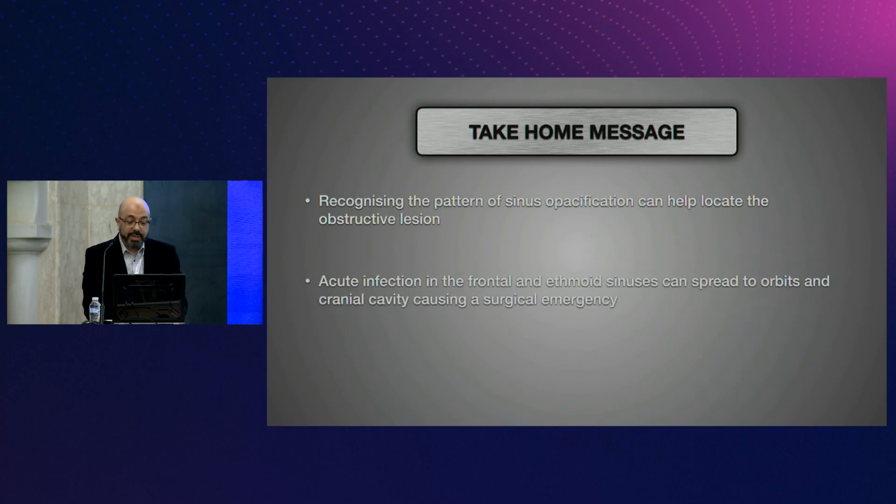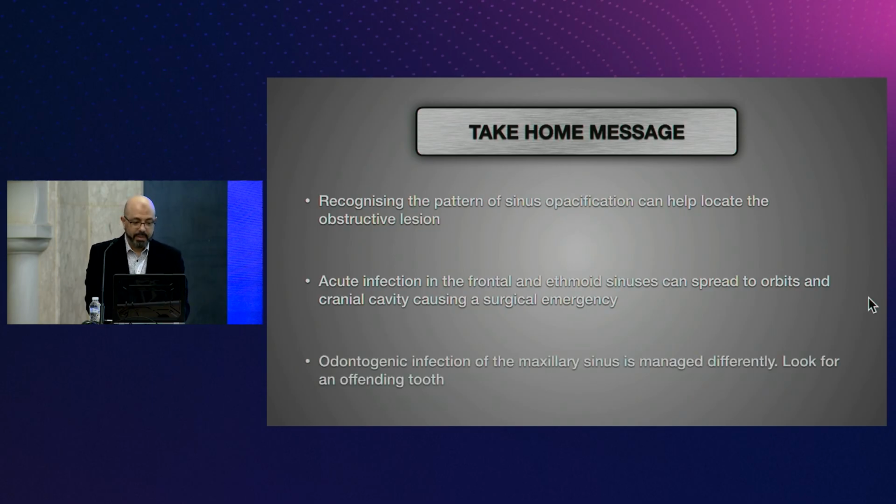Acute infection in the frontal and ethmoid sinus can spread to the orbits and cranial cavity, causing a surgical emergency. So these are no longer ENT patients. These need either, if it is the orbit, ophthalmology help, or if it is a CNS involvement, this will be a neurosurgical case. Odontogenic infection in the maxillary sinus is managed differently, so these are managed by max-fac surgeons.